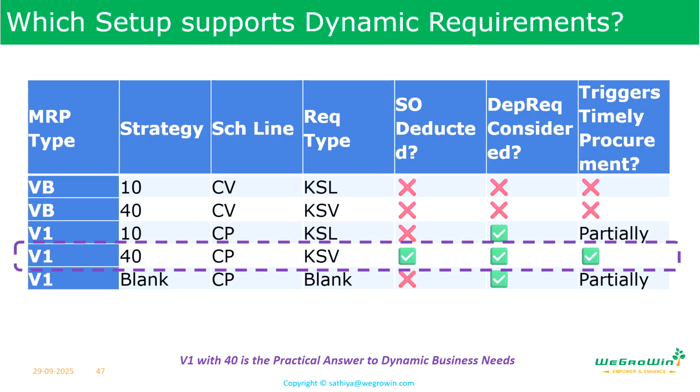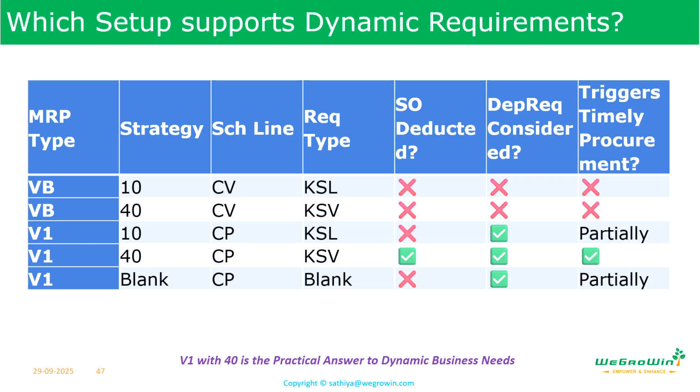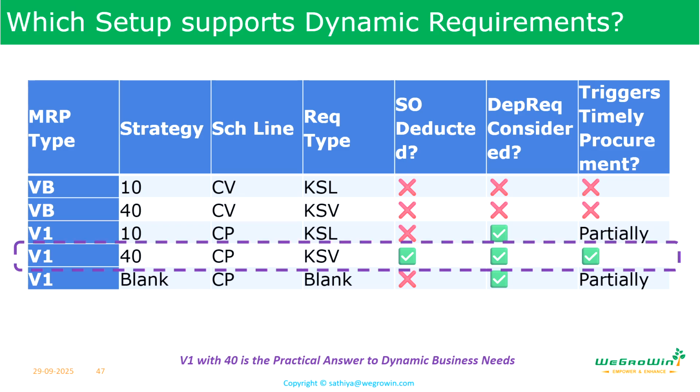So which setup supports the dynamic requirements? Now we see the matrix here which brings all the combinations together. Please note VB with any strategy ignores the requirements other than ROP. But V1 with strategy 10 or blank ignores the requirement coming from sales orders. So it is behaving partially.